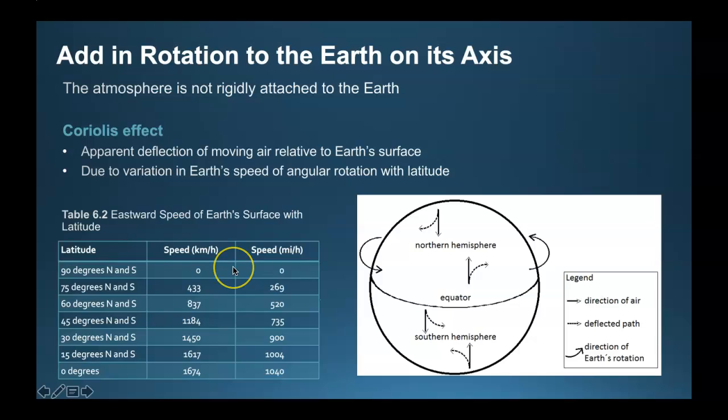At the poles, at 90 degrees, the Earth is not rotating, right? Well, there's no motion. But as you get down to the equator, it is going to be going very fast, 1,000 miles or more miles per hour. So very fast rotation because it has a much further distance to go at the equator and then not moving at the poles. So very much a slower rotation at the poles. Because of that, the air is deflected.